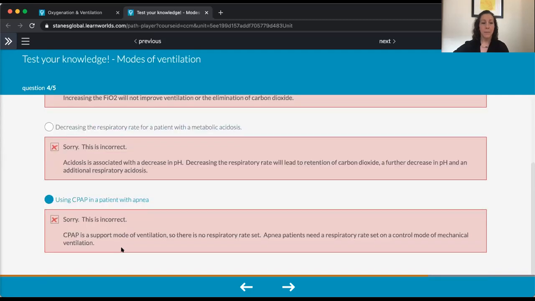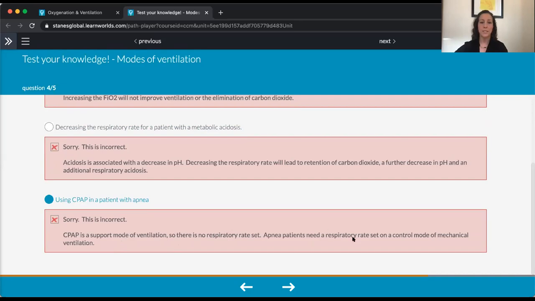Again, CPAP in apnea patients is ineffective and will not help your patient at all. If a patient is apneic, they need bag mask ventilation until they can get intubated and mechanically ventilated. CPAP is a support mode. Remember that you don't set a rate on the ventilator. So if your patient's not breathing and you apply a mask with pressure, that patient is not going to get a breath.